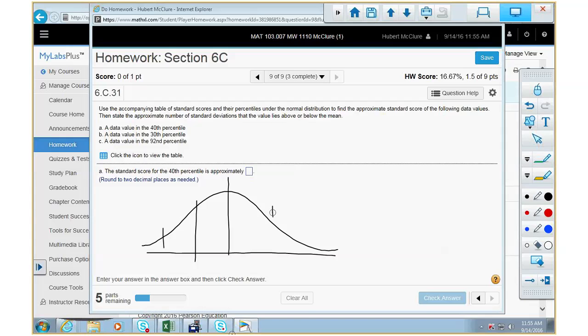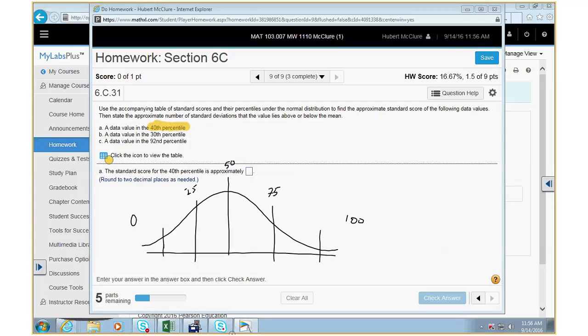Now remember, we said this was 25%. This is 50%. If you're just looking at it percentage-wise, this is 75%, and this is 100 over here, and this is 0 over here. Now, let me ask you a question. We'll color this one. We'll highlight it yellow. Now, where is 40% going to be?